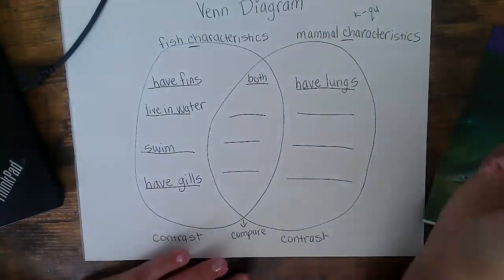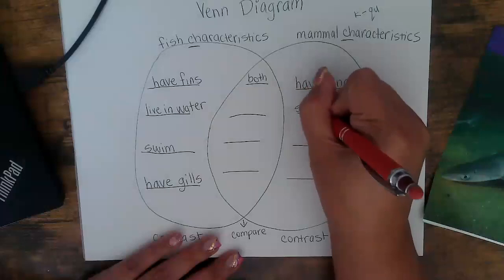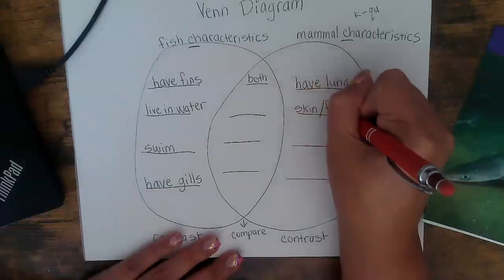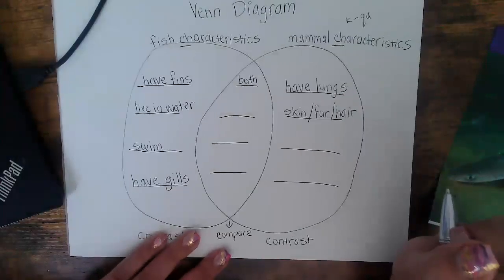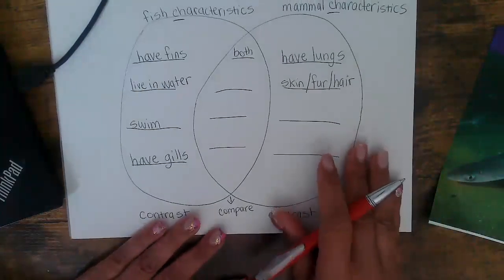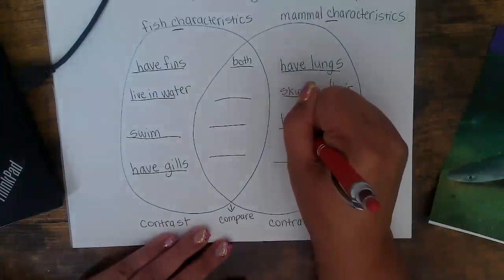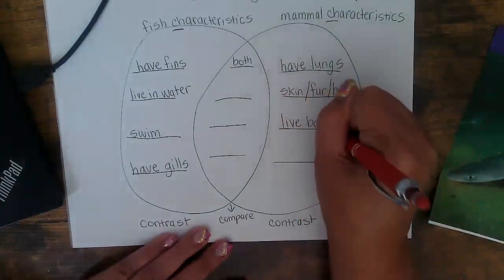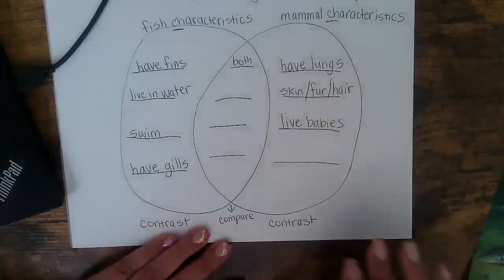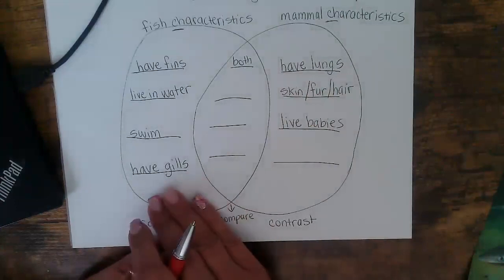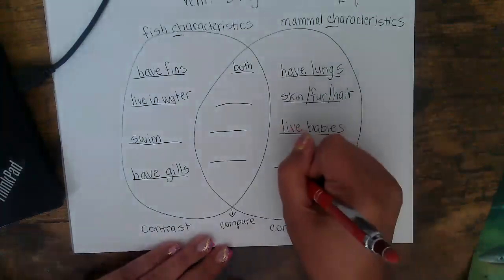Okay, hopefully you shared some information about mammals. I'm going to put that they usually have skin or fur or hair. Okay, fish don't have hair, do they? Nope. Mammals a lot of times have live babies. Fish, not sharks. I'm understanding sharks typically have live babies, but fish typically have eggs, right? And mammals usually are on land.